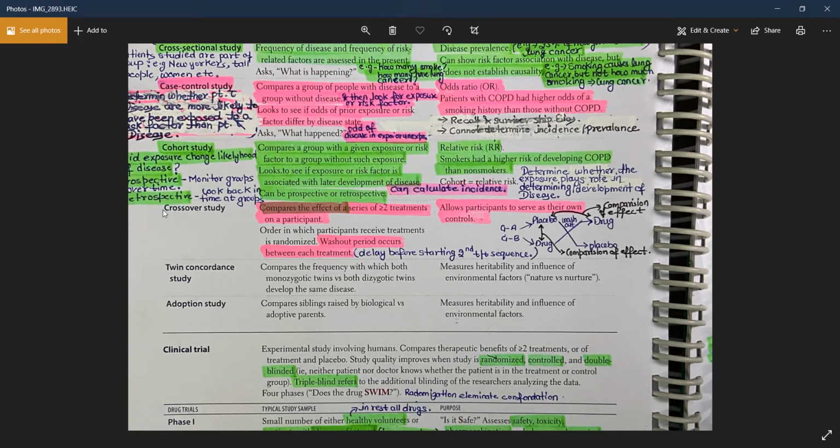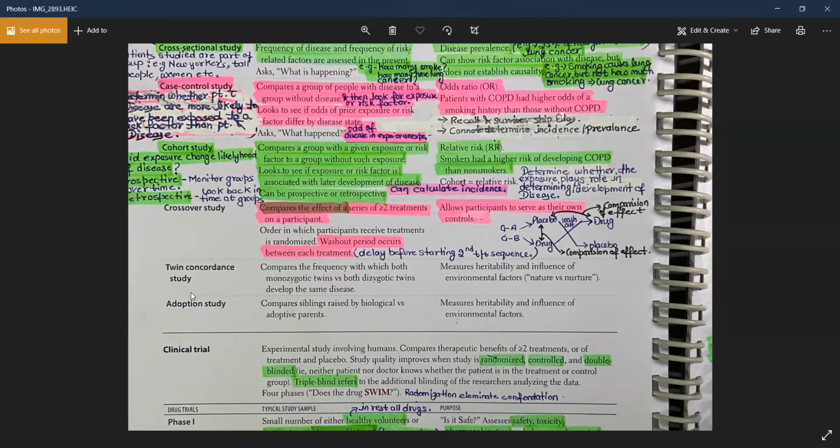Okay, easy to understand. The crossover study, that important study, and then comes our adoption studies. In this you will compare all the differences between the siblings, which are the biological as well as the adoptive parents. You also want to know whether a certain disease is hereditary or has some environmental factors or not. For example, let's say obesity. You have a family in which all the members are obese, and then one member in this family who is adopted, he's not obese. So now you want to know whether this obesity is hereditary or has some environmental influences.